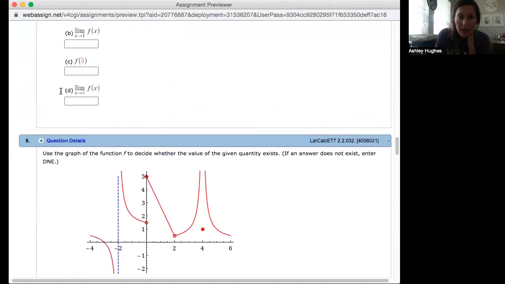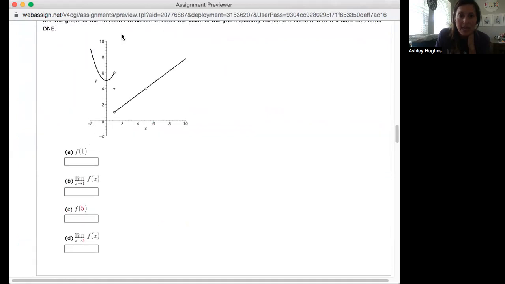Okay, and now we're gonna find some values. So what is f of 1? F of 1 is the y value at 1. So I notice here I am at 1, and I'm not gonna pick these open circles. I'm gonna pick the actual output, which is 4.